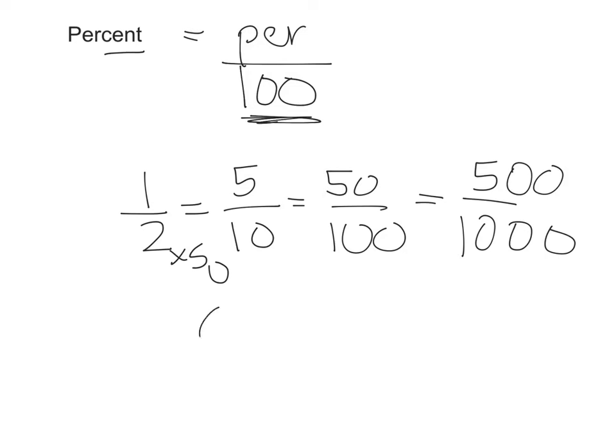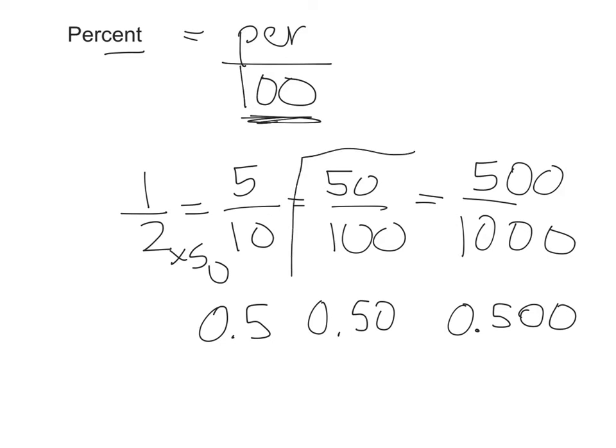So as a decimal, 5/10 looks like this, 50 hundredths looks like this, and 500 thousandths looks like this. Since percent means per hundred, this is the one I want to look at because it's how many per hundred, and there's 50 per hundred, so it's 50%. So all three of these are equivalent because they're all equal to 50%. 50%, 50 hundredths as a decimal, and 50 hundredths as a fraction. So remember, percent means how many out of 100.